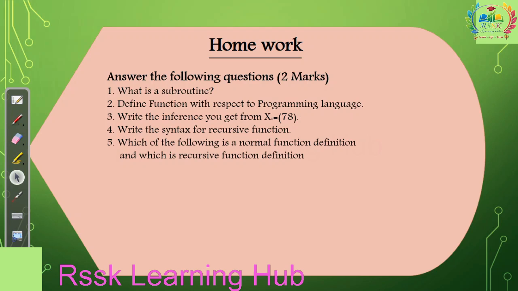What is the answer for this? A function is a unit of code that is often defined within a greater code structure. Any number of inputs you can give, and it will produce a concerned output, right? Now write the inference you get from x equal to 78. In this question, what is the thing you have to write? Here, this is the function definition part. It binds the value to the name. Which one? X. So x binds the value of 78. X is a variable. It will be assigned a value of 78. Like that, you have to specify this.